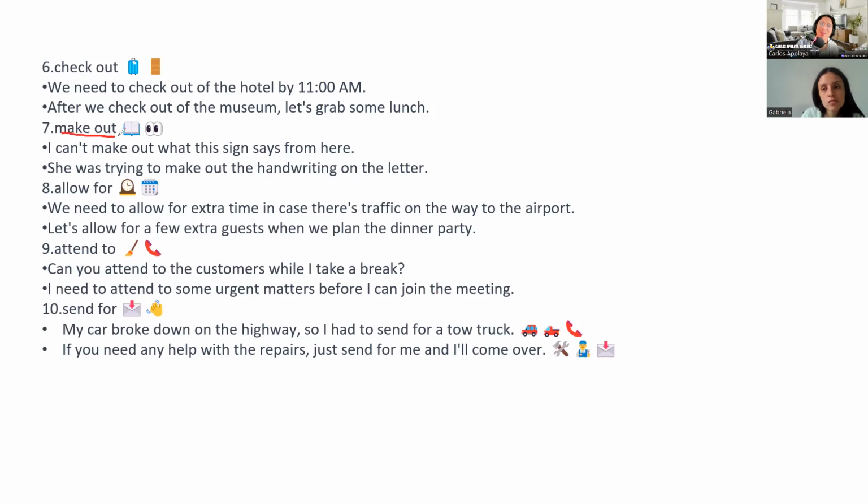Make out. Make out is to discover something. Okay? For example, when you go to the doctor, the doctor gives you a prescription with the pills, etc. And you can't understand because you don't understand the way he writes. What does it say here? Because you don't understand, you need to make out. You see?